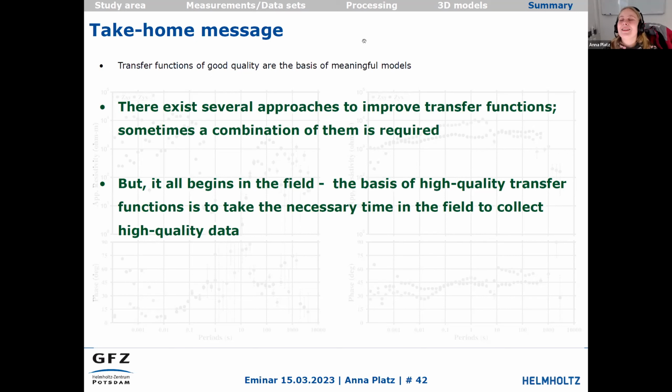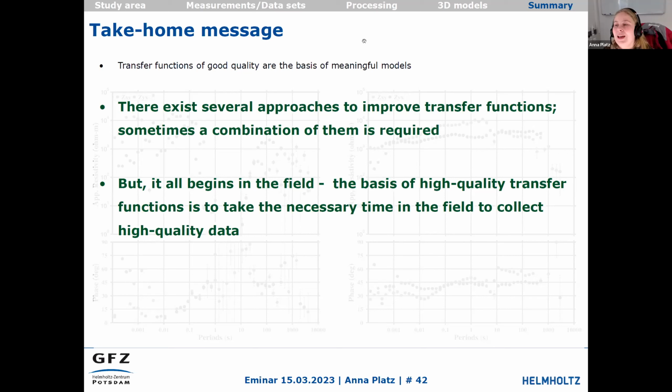Good question. I think you have to try it. I normally do broadband MT, meaning that I'm interested in the frequency range of 10 kilohertz up to 1,000 seconds. And for the longer periods, you can really try several hundred kilometers. And I think it does not really depend on the quality of your station. It's more important about your noise between these two stations.